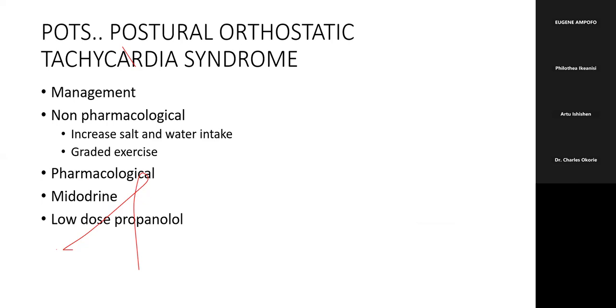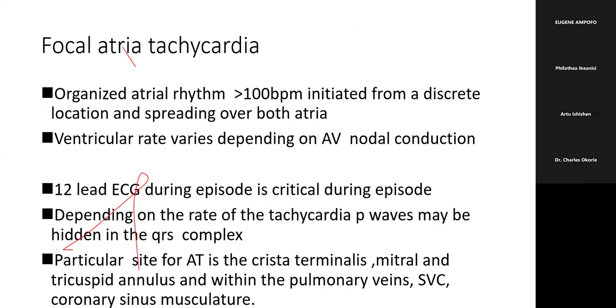All right. Then the next entity is focal atrial tachycardia. We have an organized atrial rhythm that is greater than 100 beats per minute, initiated from a discrete location and spreading over both atria. The ventricular rate varies depending on the AV nodal conduction. So a 12-lead ECG during episodes is critical, and it helps in the diagnosis.